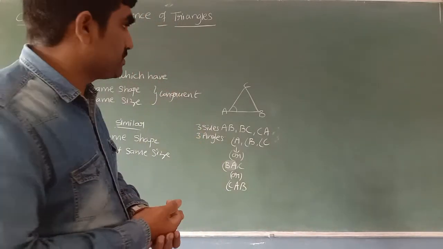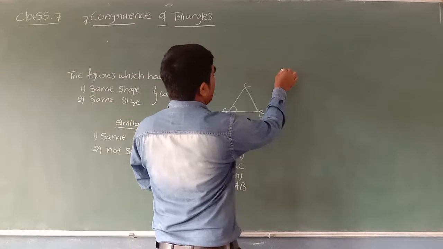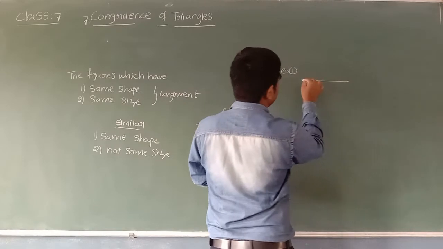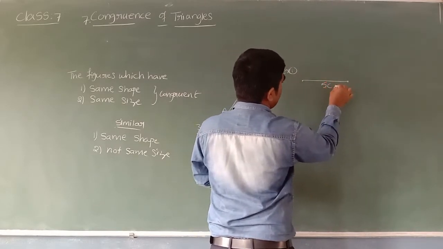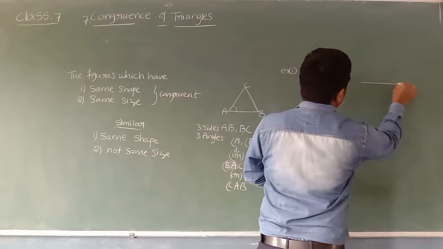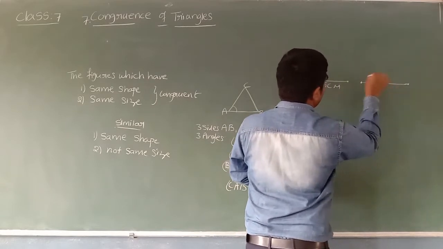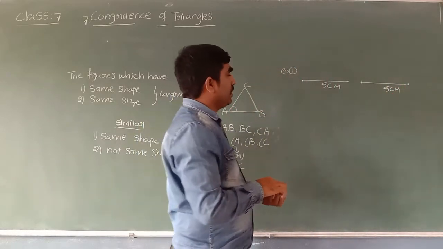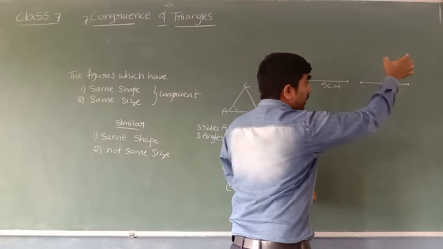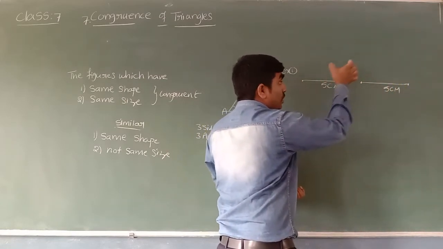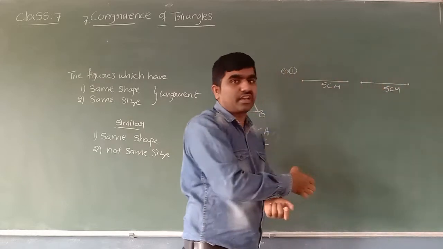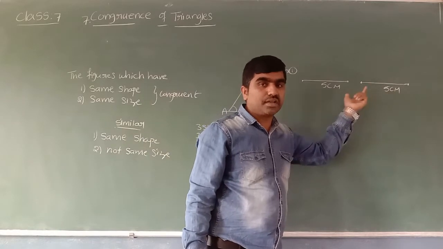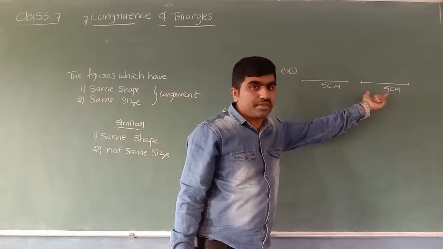Now let's see some more examples about congruent. Let me take one line segment which has a length of 5 centimeters, and let me draw one more line segment, and this also has a length of 5 centimeters. Now let me take one line segment and keep it over the other line segment. I think both will fit exactly. Both will coincide exactly. The reason is both have the same length, 5 centimeters. Now what can we say about these two line segments?